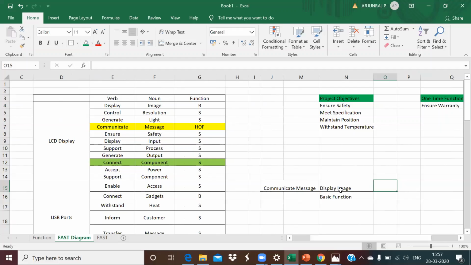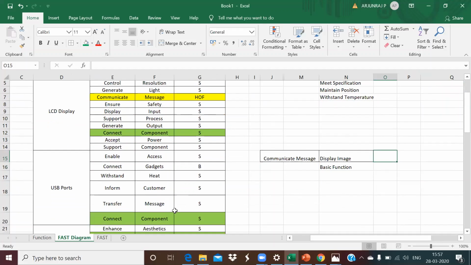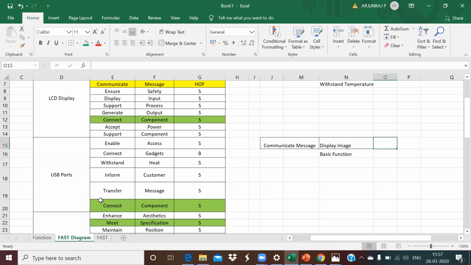So how are we going to display the image, that is very important. How to display image, how the laptop is displaying the image. Generating light. Is this by transferring message? By generating light. Why are they generating light? To transfer message. Why are they transferring message? To display image. Why are they displaying image? To communicate message. Okay.